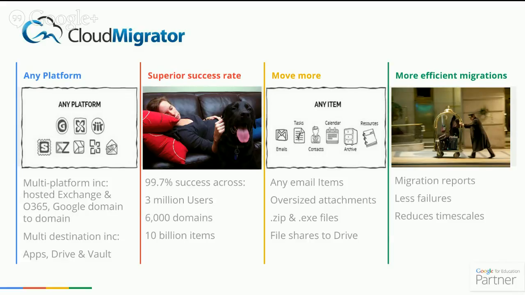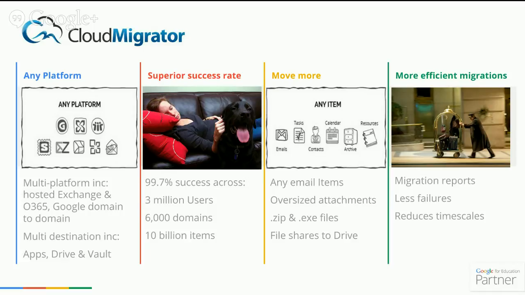Not only this, we're also migrating to multiple destinations. We do migrate to Google Apps as a standard, but we can migrate files into Drive. We can do drive-to-drive migrations on the Google side, and we can also migrate into Google Vault. So if you've got any archives or any mail that you want to go into Google Vault, we can handle that. So why are we different from any other tool out there?